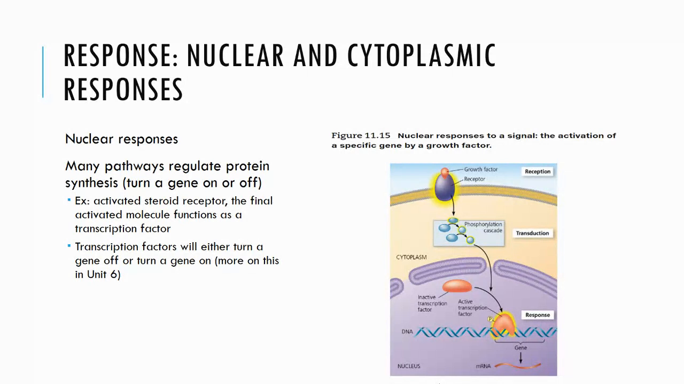First, we'll look at responses in the nucleus. Many pathways regulate protein synthesis, meaning they will turn a gene on so that it can be transcribed and translated into a protein, or turn a gene off, stopping that process completely. An example would be an activated steroid receptor. The final activated molecule acts as a transcription factor, meaning it is encouraging transcription to happen, so we will have that gene made into a protein. Transcription factors will either turn a gene off or turn a gene on, and we'll look more at that regulation in Unit 6 after winter break.